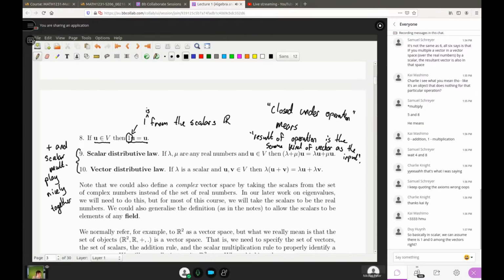Basically, in scalars we can assume there is a 0 and a 1 among the vectors, right? Not a 1. You can assume there is a 1 as a scalar. So 1 exists as a scalar. I think that's the kind of equivalent axiom.